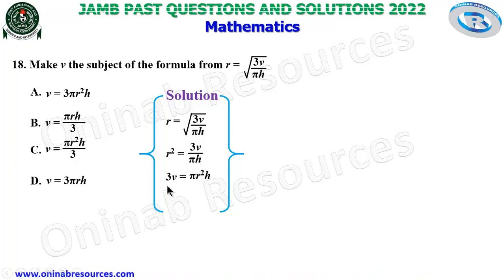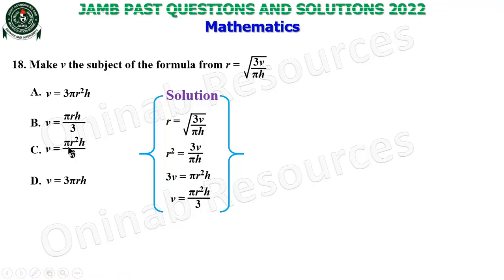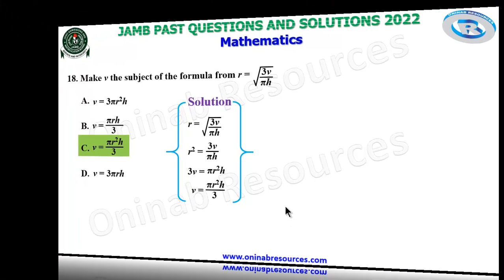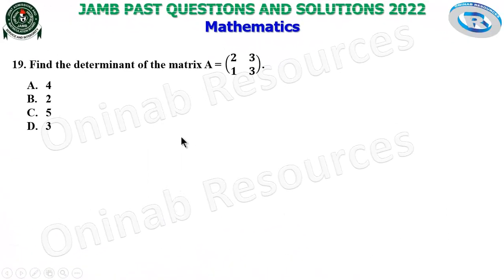Dividing both sides by 3, V is pi R squared h divided by 3. Pi R squared h divided by 3. This one does not have a square, so the option is C. We then go to problem 19.